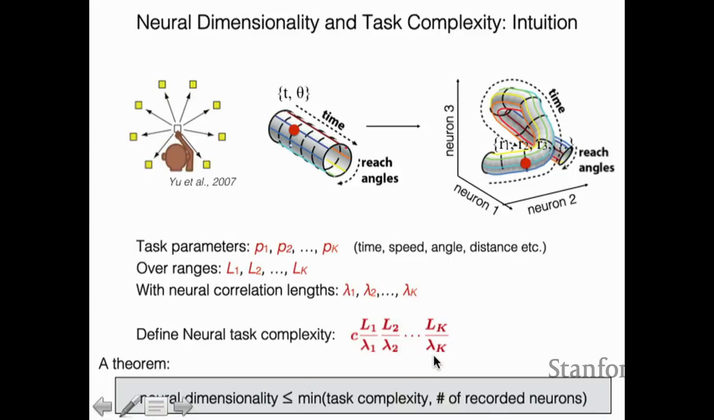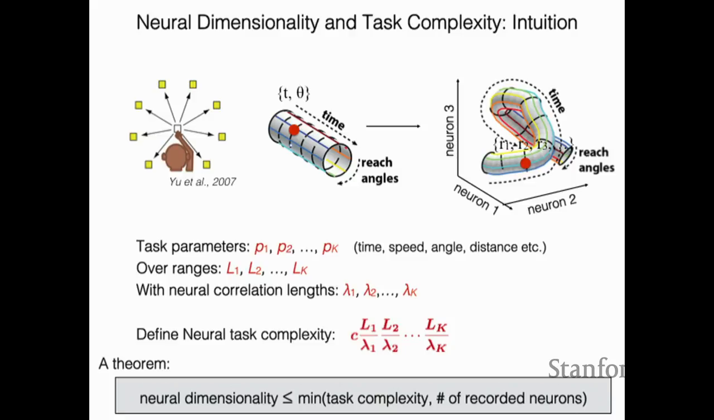Our theory gives us a way to extract these autocorrelation lengths, and of course the experimentalist determines the volume of the behavioral manifold that's explored. And so this ratio is the neural task complexity, and there's a constant involved that's also given by the theory, right? So roughly, you can prove a theorem that says that the neural dimensionality is upper bounded by the minimum of this neural task complexity measure and the number of recorded neurons. So at least at a high level, this should be overall intuitive.